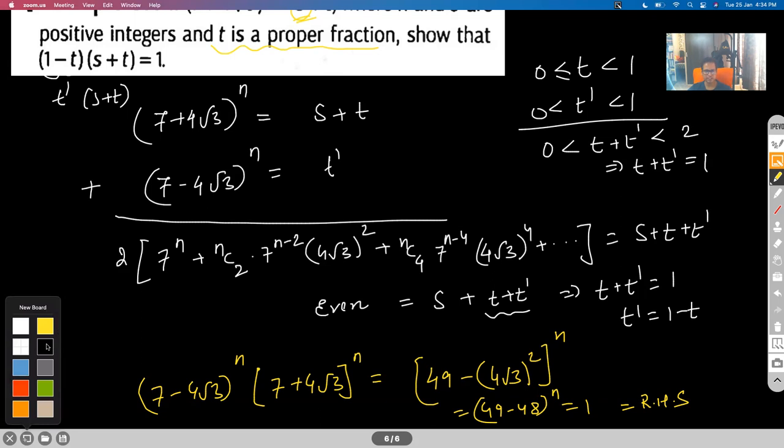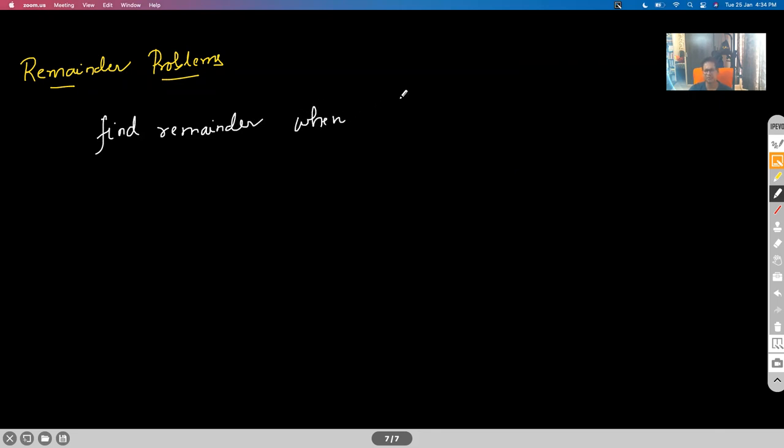All right. Now, one type of question which is again left off is your remainder type of question, remainder problems. So how does binomial theorem help us to solve remainder problems? I'll just take a small question over here. Let's say the question is: find the remainder when, I'll just take an example, 7 to the power 100 is divided by, let's say, 25. So how do we solve these kind of questions? Let us have a look. There is a small process that we normally follow.